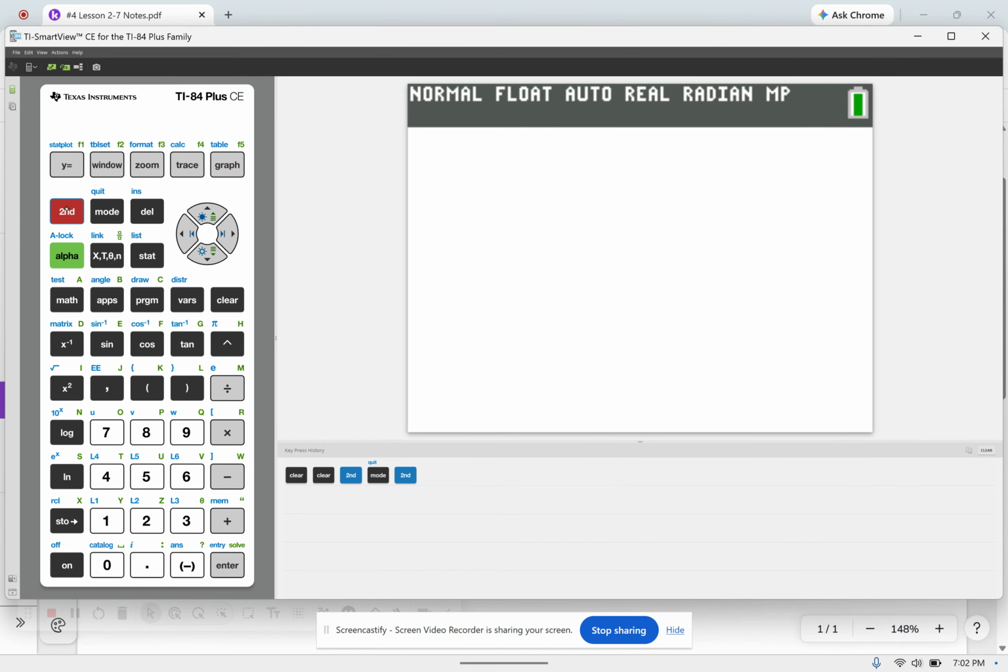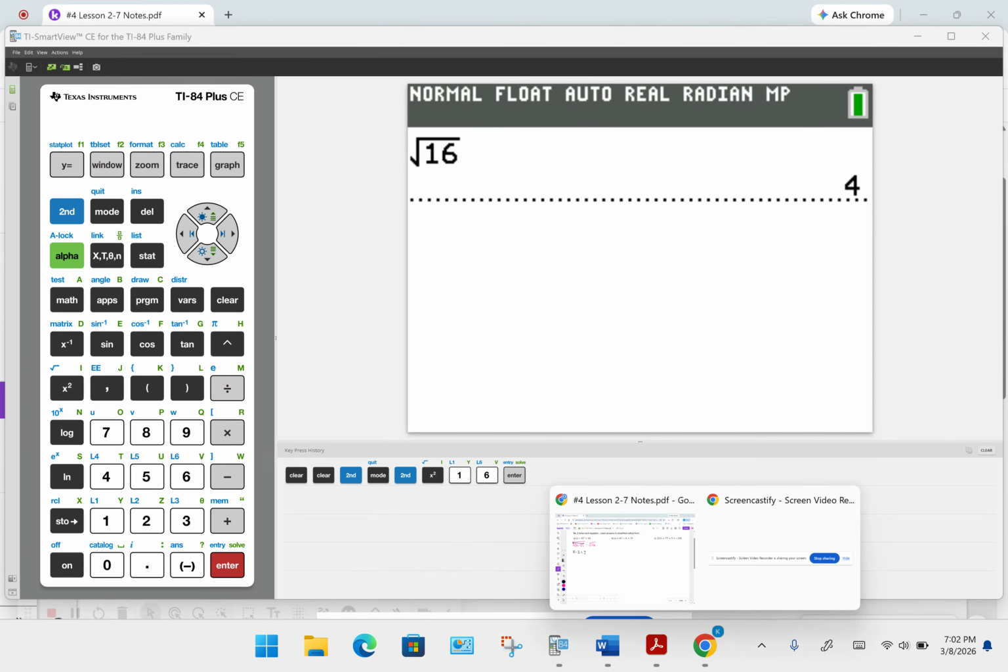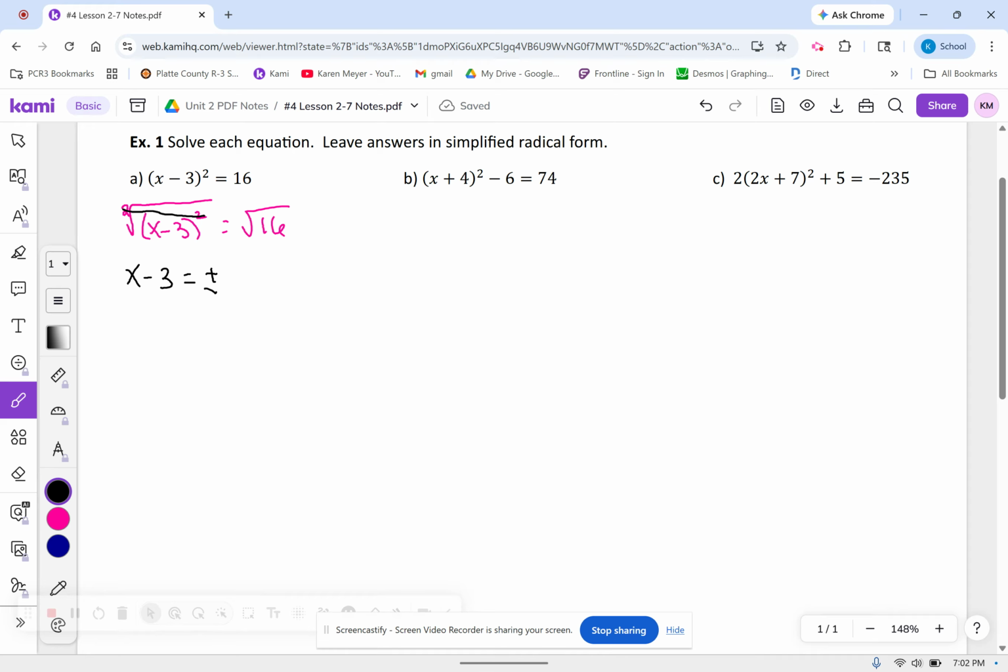So you're going to do the square root of 16. If your answer is a whole number, no decimal, then that means it's a perfect square, which when I type in the square root of 16, I get 4. So that is a whole number, so that's a perfect square. If I would have got a decimal, then that means it's not a perfect square and I would have to do the factor tree. But if you already knew that the square root of 16 was 4, then you could skip the part on your calculator. So test it to see if it's a perfect square or if you have to do the factor tree.